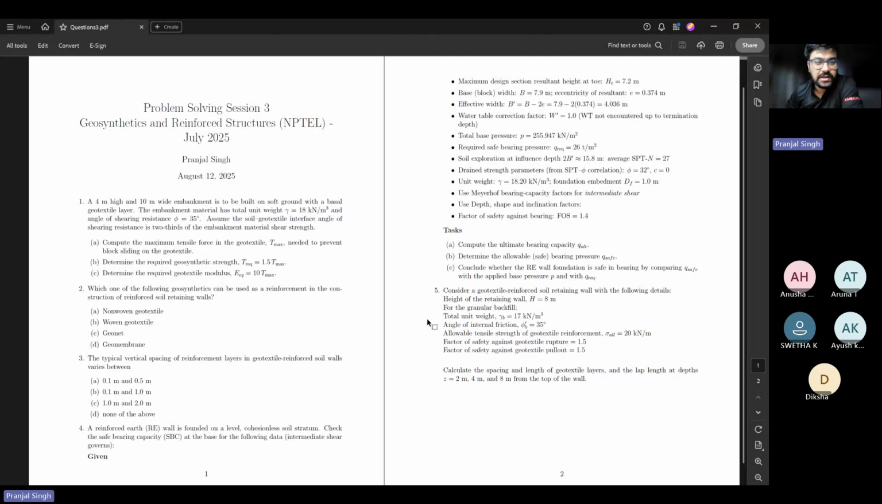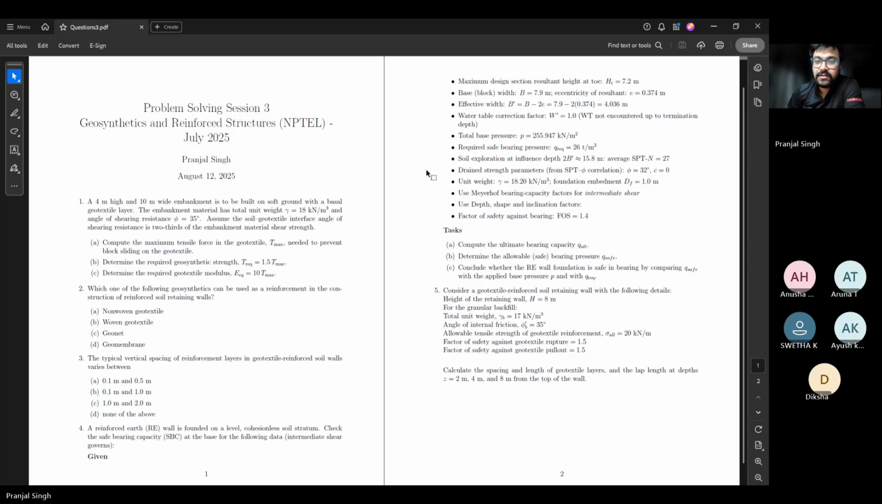So these are the questions for today's session. First question, very simple. I think most of you would answer. Second is an MCQ. Third is also an MCQ. Fourth is the question where you have to calculate the factor of safety for the external stability for a reinforced soil wall. I'm not calling it a reinforced earth wall because it's a proprietary term. It's not copyrighted by a company. So the correct word is reinforced soil wall.